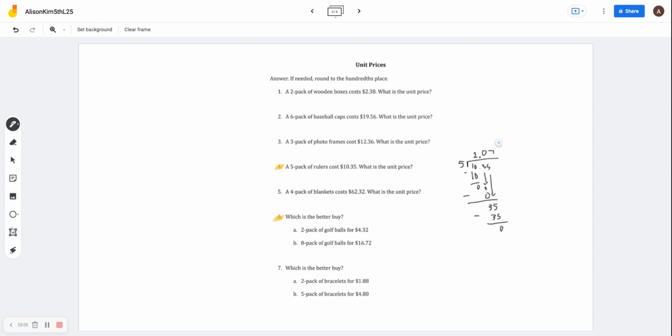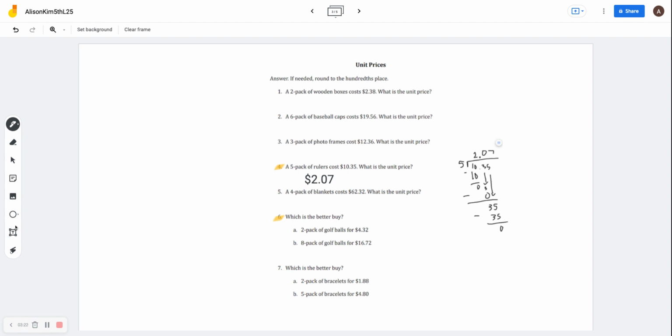So the unit price for this one would be $2.07. That will be our unit price. So when it asks for the unit price, you just find the price of 1. Now let's do number 6.